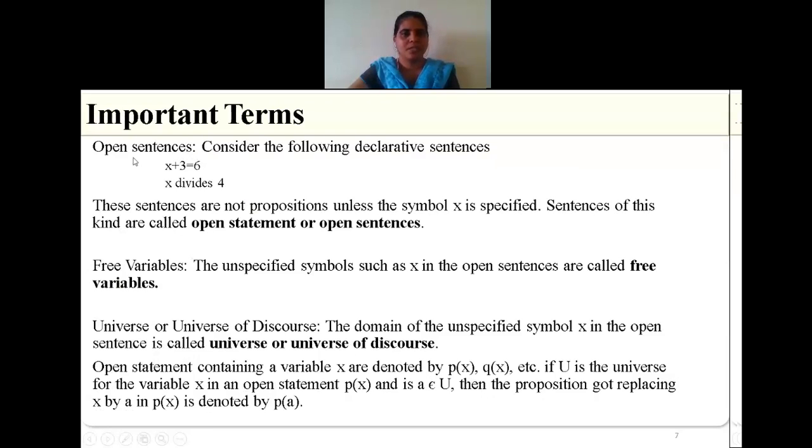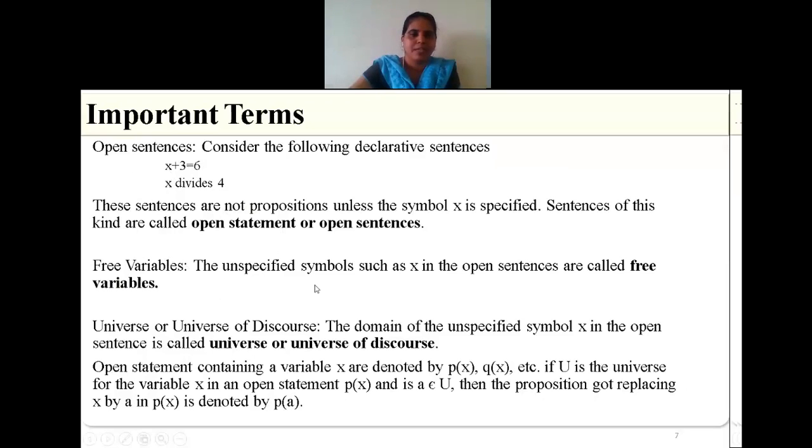Then some important terms we can see here. An open sentence means any declarative statement. Here, consider x plus 3 is equal to 6, or x divides 4. These sentences are not propositions unless you replace the symbol x with a specified value, and this kind of statement is called an open statement or open sentence.